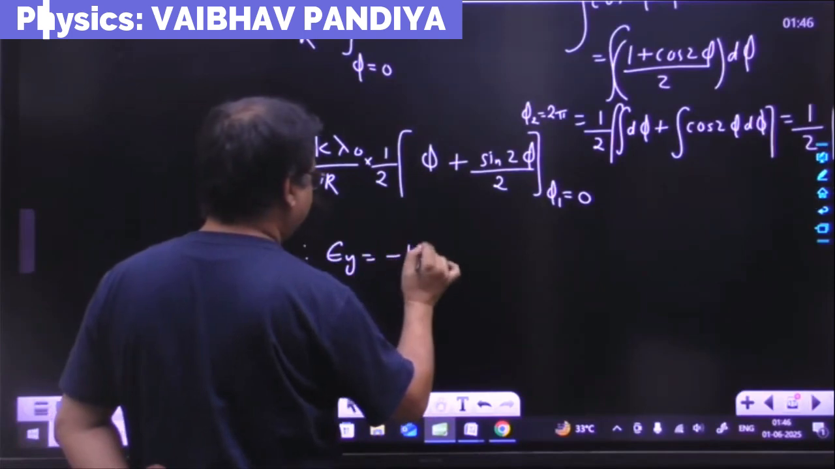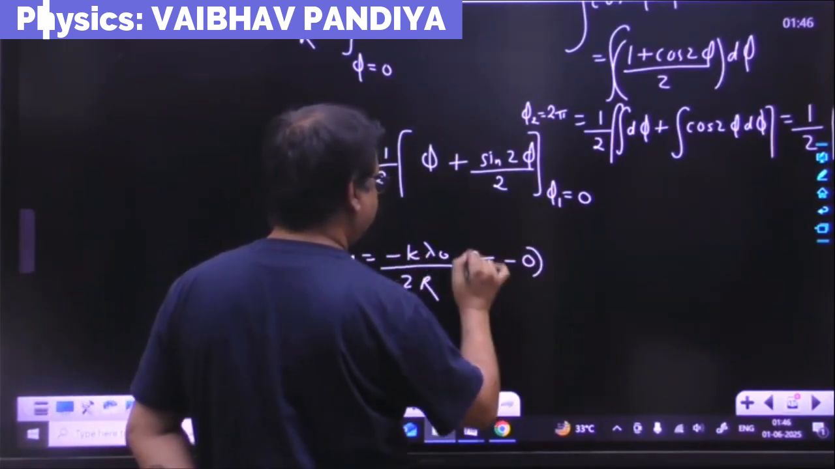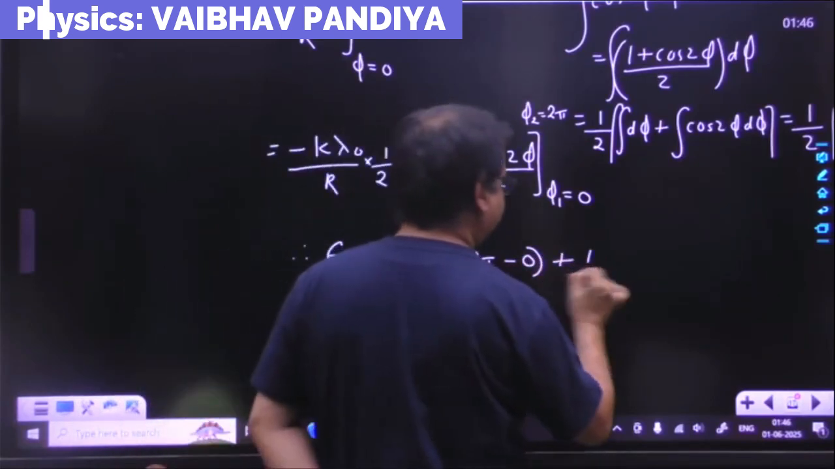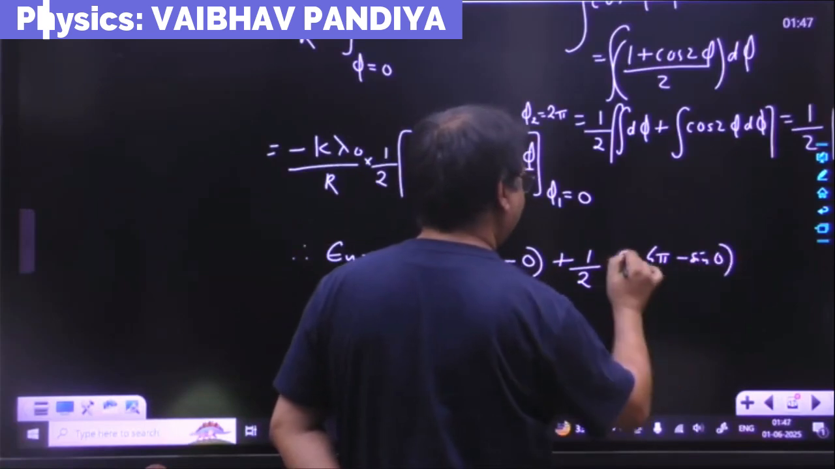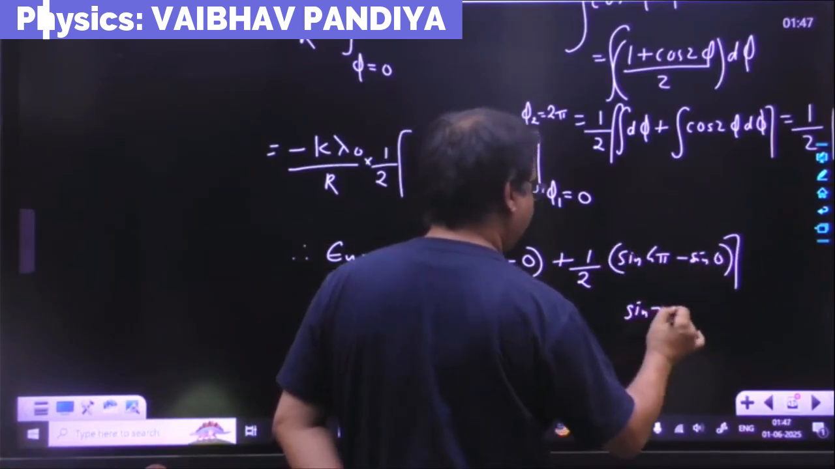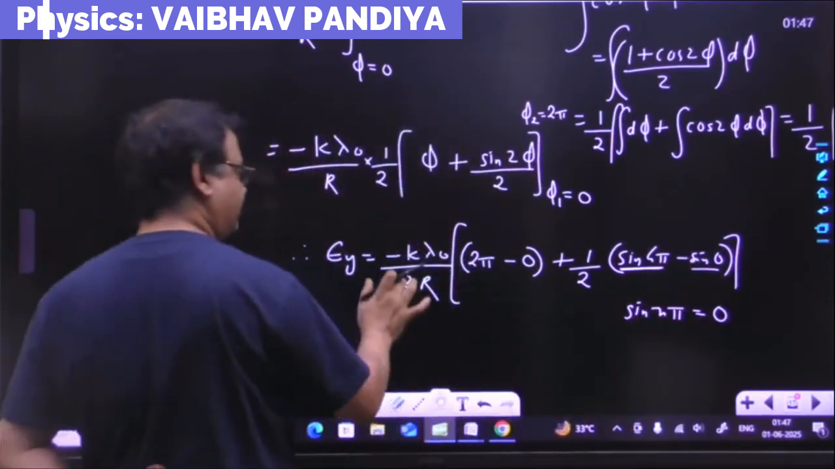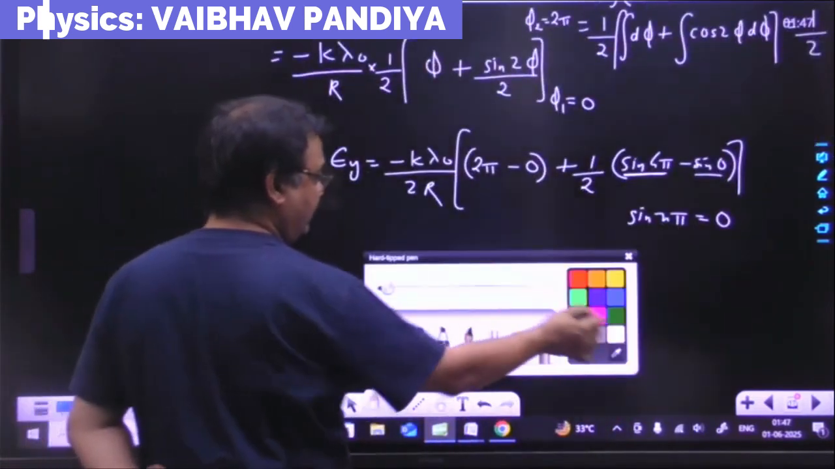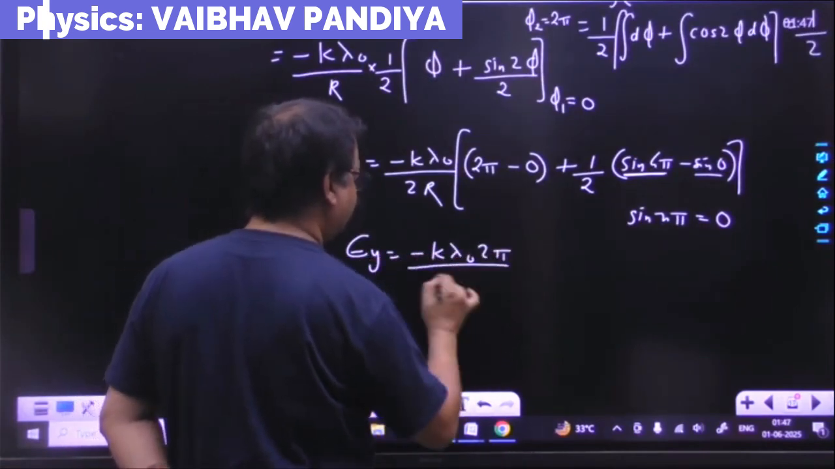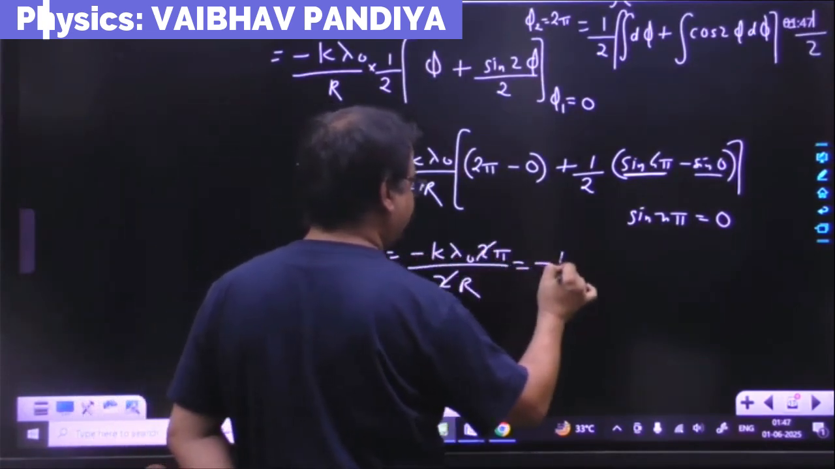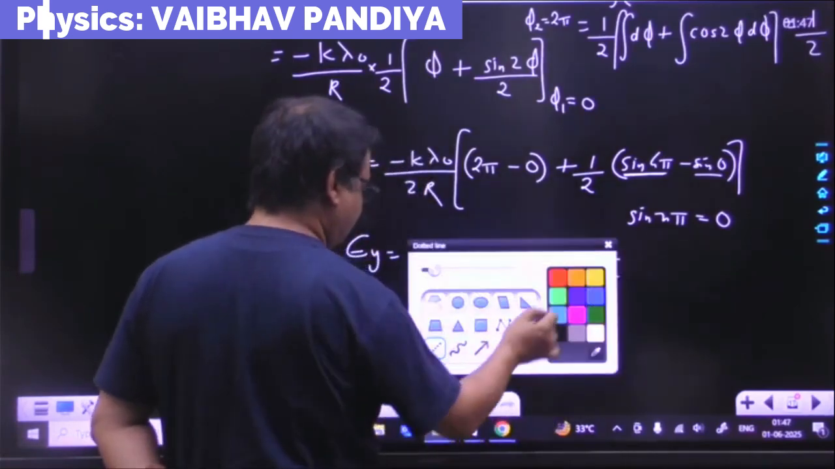So you will get Ey is minus k lambda naught by 2r, 2 pi minus 0, that is the limit of phi, plus I can take half common, sine 2 into 2 pi, that is sine 4 pi, minus sine 0, and we know sine n pi, n is any integer, is 0. So this will be 0, this will be 0. So there will be no contribution of the second term. So your answer will be Ey is minus k lambda naught 2 pi by 2r. 2 will get cancelled away. You will get minus k lambda naught pi by r. Okay, this is the value of Ey.